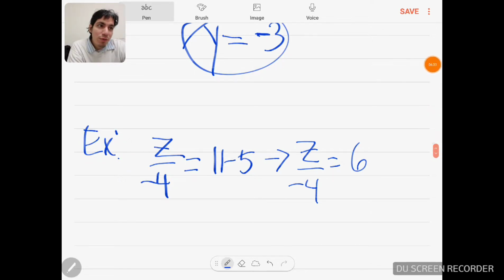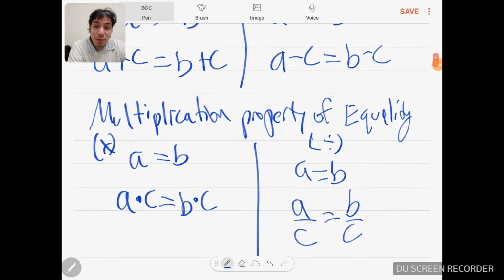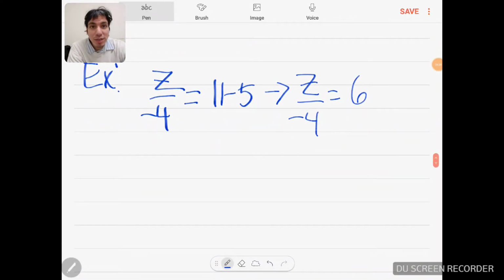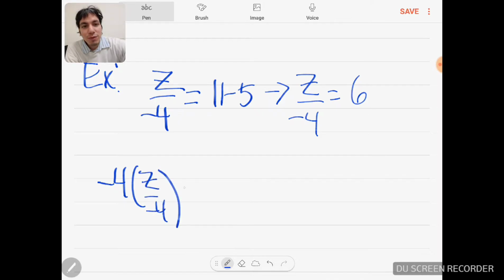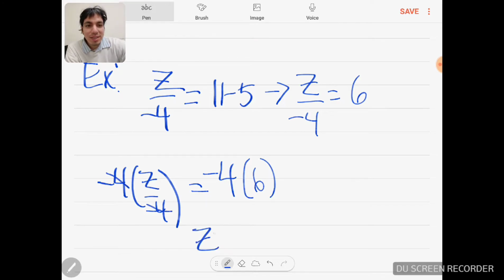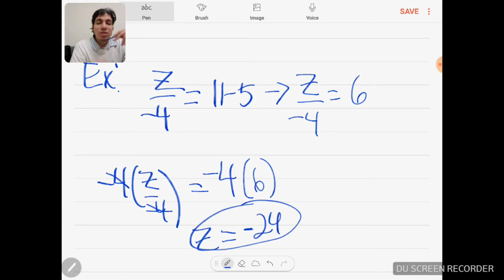Now move this up. For the other property, the multiplication property, we're going to multiply both sides by, can you guess? Negative 4. Because if I multiply both sides by negative 4, what do I get? The negative 4's cancel out, and I'm left with z equals negative 24 as my answer. So as you can see, each of these properties are being used each time you're solving an equation.